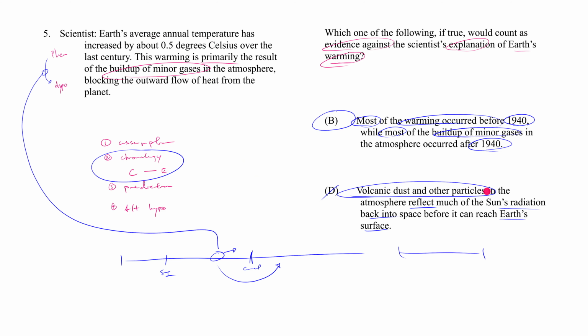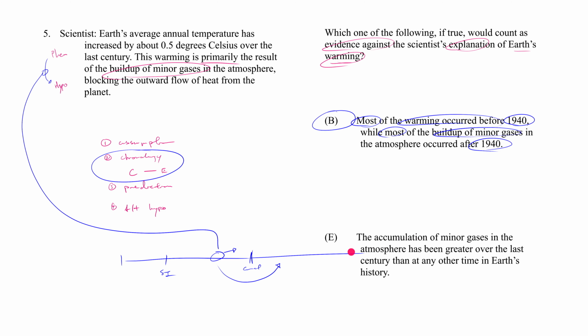And you don't have to appeal to your minor gas buildup theory. But notice that that's not what D says at all. D doesn't tell you if over the past 100 years we got more volcanic dust or less volcanic dust. It just tells you that, oh, volcanic dust, yeah, that reflects the sun's radiation. Well, great. My butt also reflects the sun's radiation back to space. My butt is the protector of the Earth's surface from the sun's harmful radiations. How do you like that?